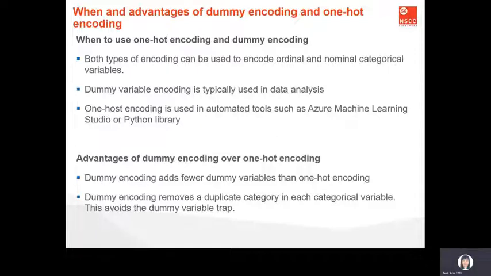Advantages of dummy encoding over one-hot encoding: dummy encoding adds fewer dummy variables than one-hot encoding, and dummy encoding removes a duplicate category from each categorical variable. This avoids the dummy variable trap.